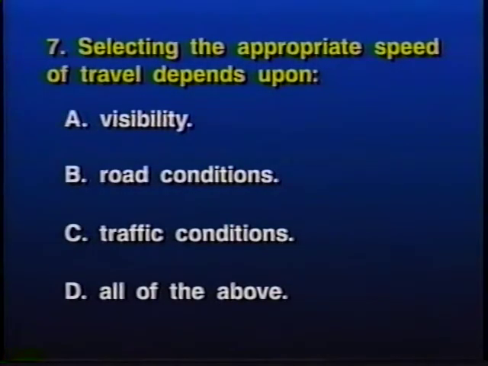7. Selecting the appropriate speed of travel depends upon: A. Visibility, B. Road conditions, C. Traffic conditions, D. All of the above.